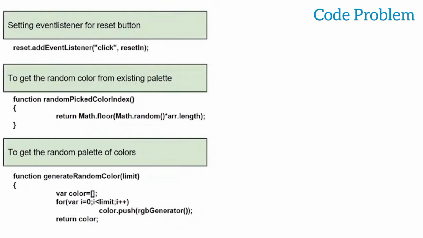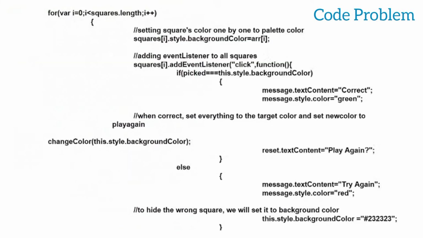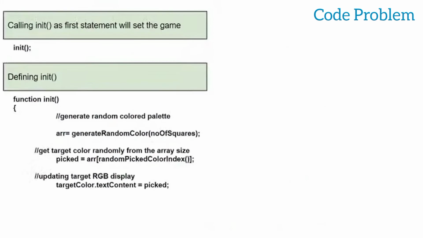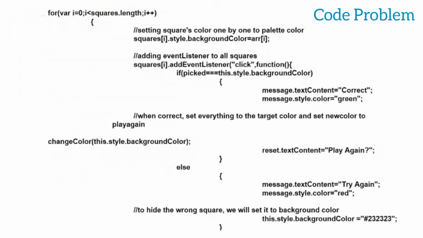Okay. Now this generate random color. Now you might be thinking, sir, it is clear that we picked one from the existing ones, but how would we create those existing random colors? This generate random color function will accept a limit, that is 6. Here we have the 6 limit, right? This is the function that we called. You see here where we called it. This generate random color has an argument, the number of squares, that is 6.